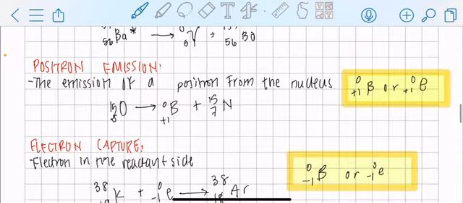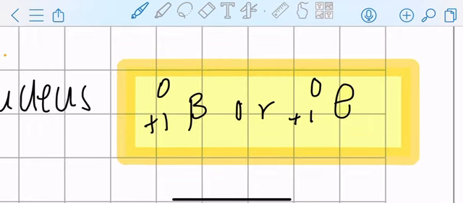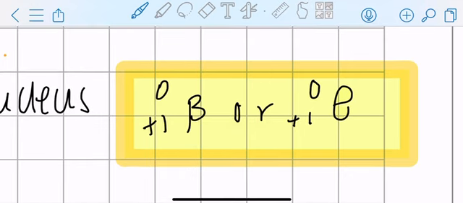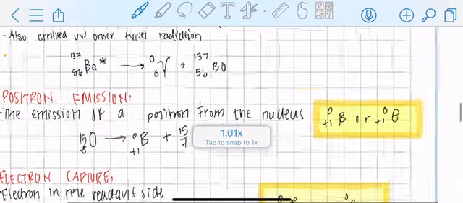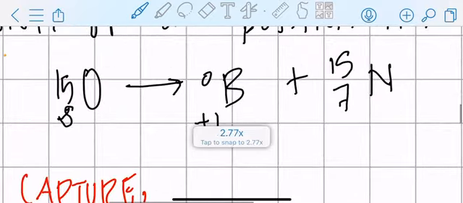Positron emission. Positron is this. Positron is basically the opposite of an electron. It has a charge number of +1 and a mass number of 0. The emission of a positron can be seen as this, where an oxygen is broken down into a positron and a nitrogen molecule because of the +1 in the positron.